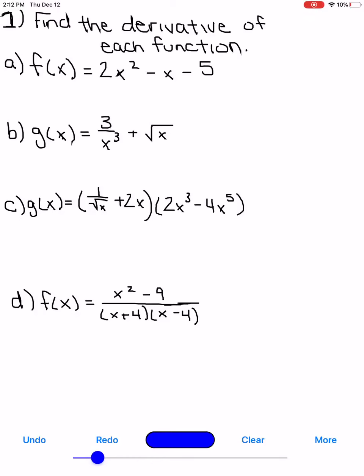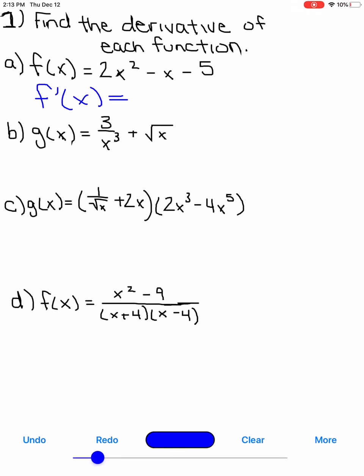For the first problem, we will find the derivative of each function. For part A, we're given the function f of x equals 2x squared minus x minus 5. To find the derivative of this function, we will use the power rule. So in this case, f prime of x will be equal to, and doing the power rule, we take the exponent, multiply it by what's in front of the variable, and then take the exponent minus 1.